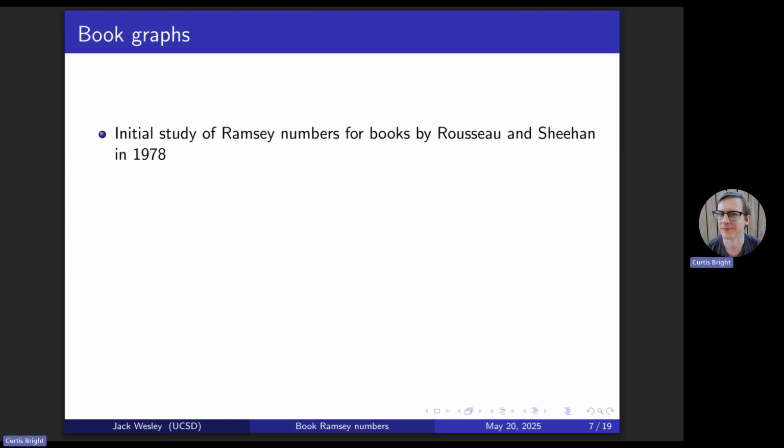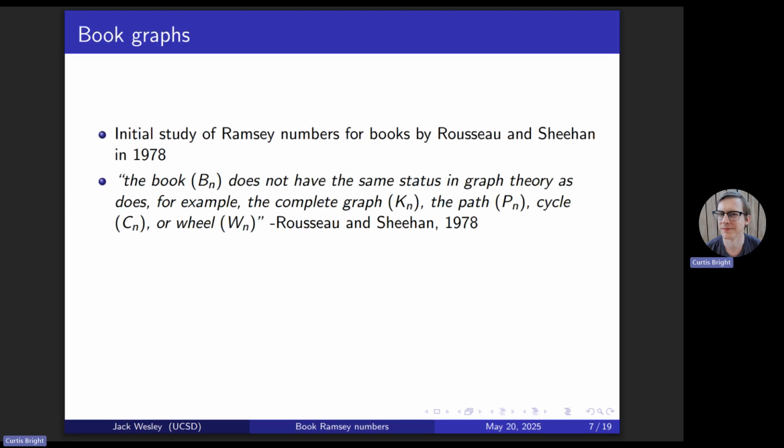So the first study of these numbers came about 50 years ago from Rousseau and Sheehan. In their paper, they have this quote, where they say that the book Bn is not quite the same status in graph theory as complete graphs, paths, cycles, or wheels. But I think they're being perhaps a little too modest.